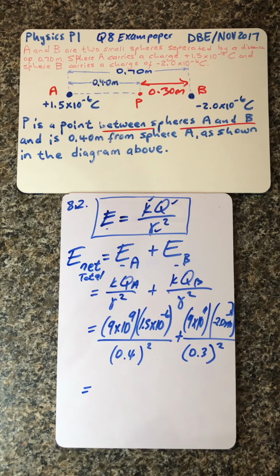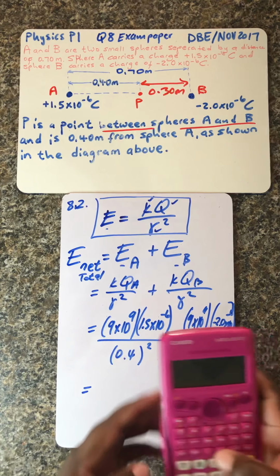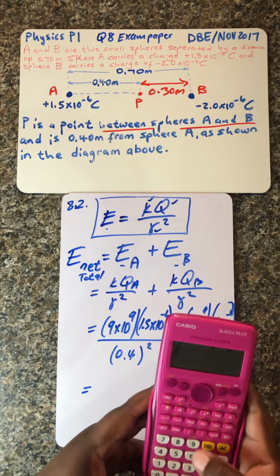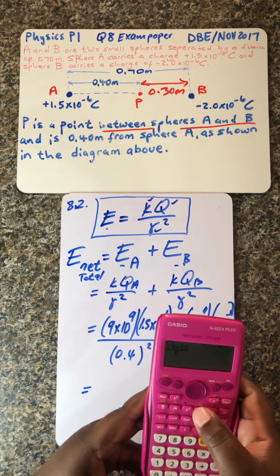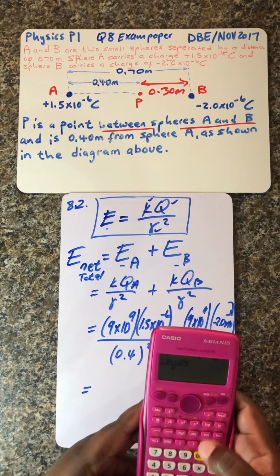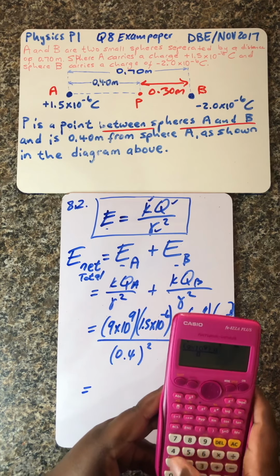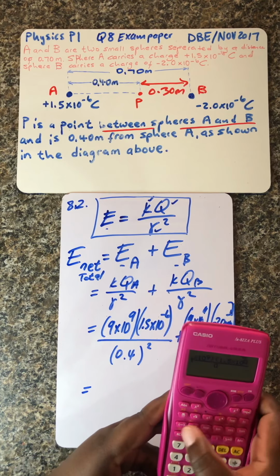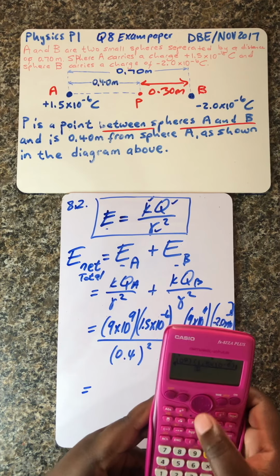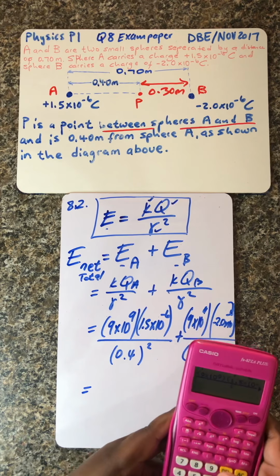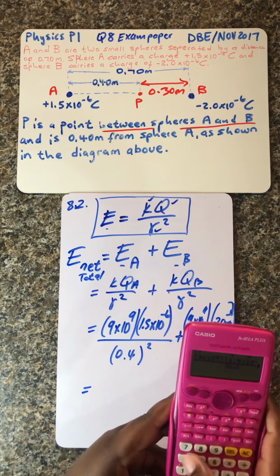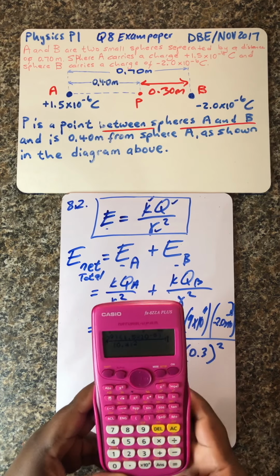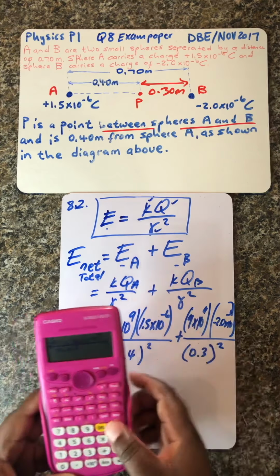Okay, there you go. So let's start, guys. You just do a fraction button, you open bracket, 9 times 10 to the exponent 9, and then you close the bracket, open 1.5 times 10 to the exponent negative 6, you close, and then you go to the denominator side, it's 0.4, you close, you square it, you go to the side, you add. Now we are doing this part.